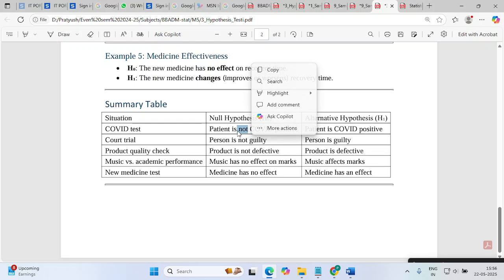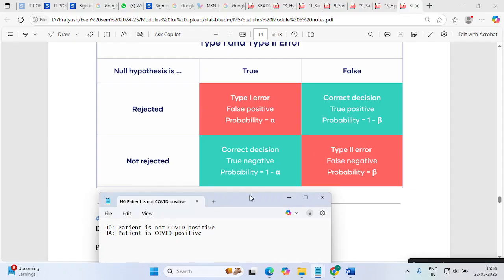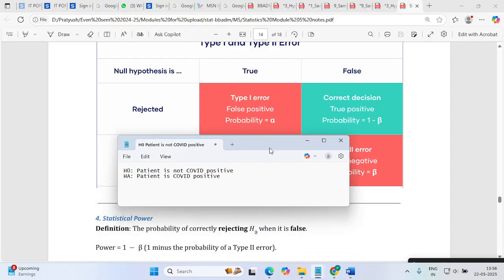Of course, there are two categories. One is people who are not COVID positive, and another is who are COVID positive. Using this example, I am trying to explain type 1 error and type 2 error. Okay.